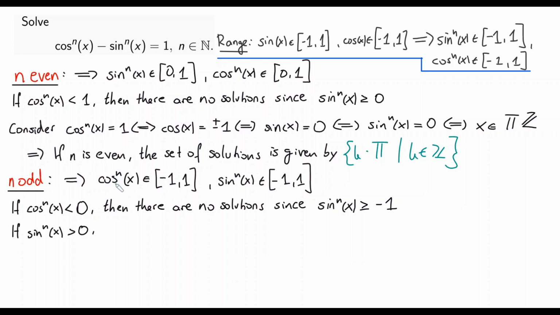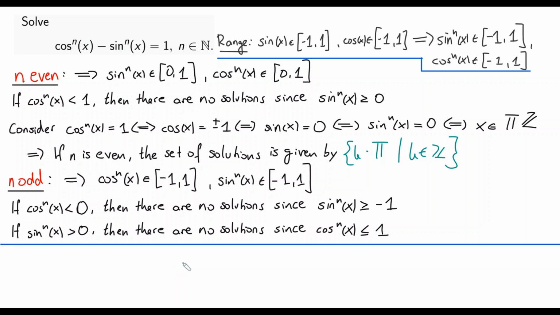And analogously also if sine to the nth is greater than 0, then there are no solutions, because then cosine to the nth would have to be greater than 1 in order for this left side to add up to 1. Let us first look at the case where n is equal to 1. So we simply have cosine of x minus sine of x is equal to 1.